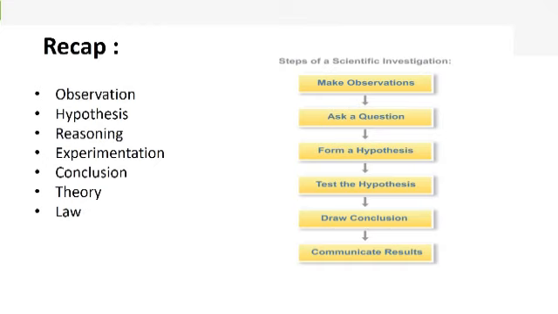So students, today we have covered the biological method or scientific method and the main steps involved in scientific investigation: observation, hypothesis, and then we have covered reasoning, two different types of reasoning, inductive reasoning and deductive reasoning, then experimentation, then conclusion, and then we have discussed the way of communicating the result either by theory or by principle or law.